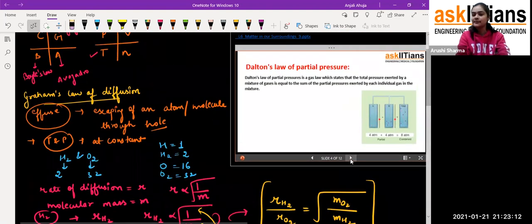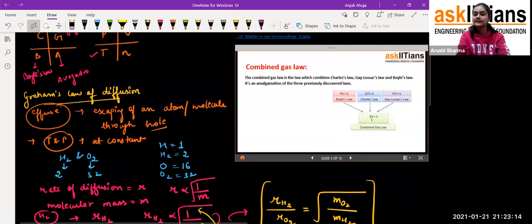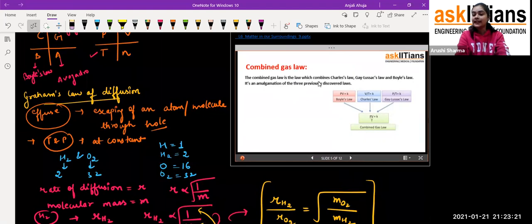These all are very simple. I hope you all are getting this. Now the combined gas law is a law which contains Charles's law, Gay-Lussac's law, and Boyle's law. This is the combination of these three laws.